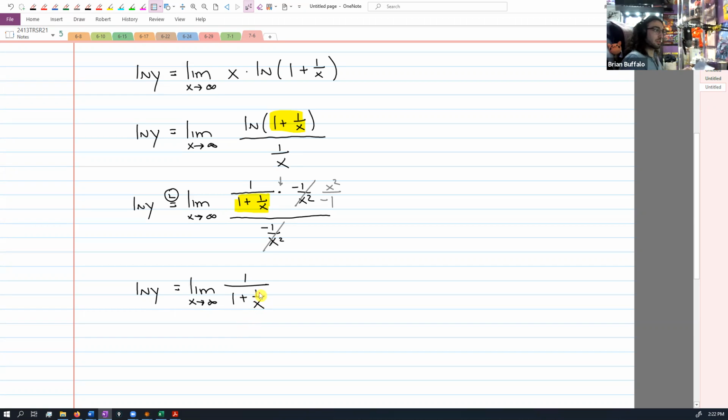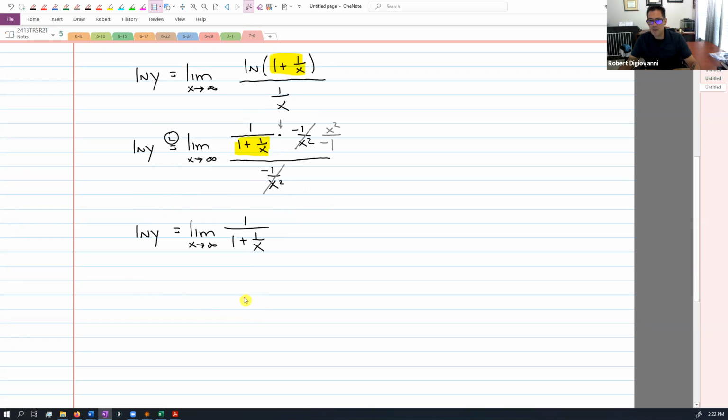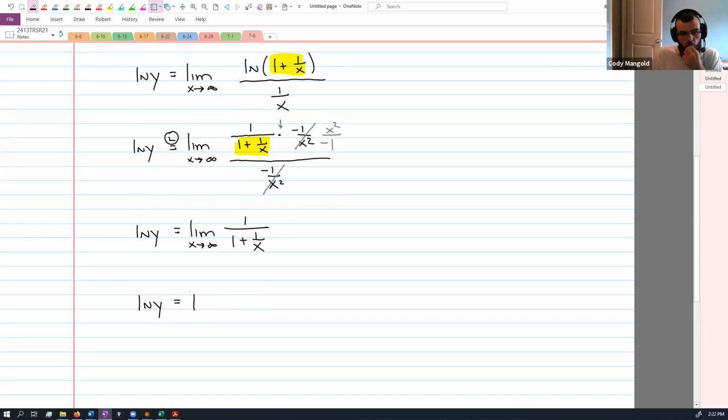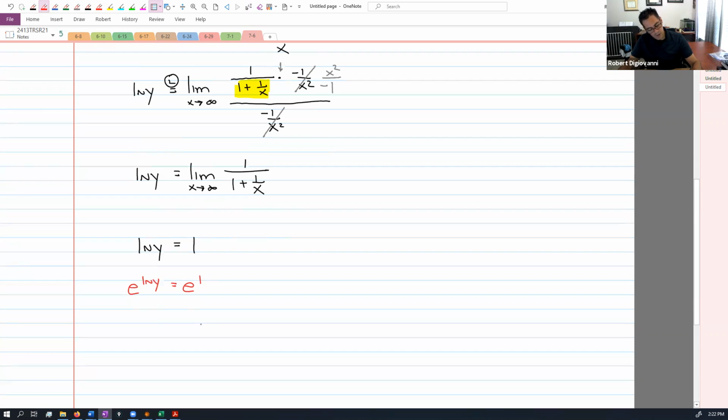To 0. 0, okay. So 1 plus 0 is 1. 1 over 1 is 1. Okay, that's it. It's headed to 1. But the answer is not 1. Natural log of y equals 1, right? And so then you need to e both sides. Now you need to e. So these cancel and you get y equals what? E. And remember, e is a number.